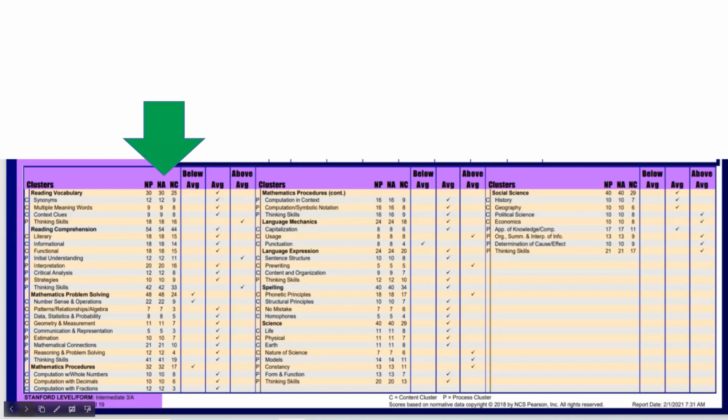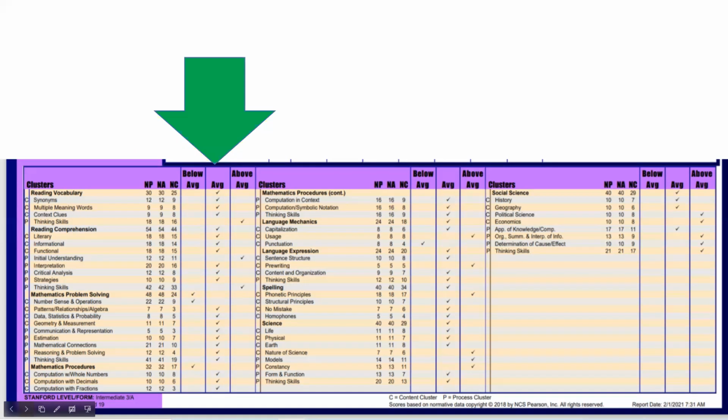NP is number presented. This is the number of problems that were presented to your student. NA is number attempted. This is the number of problems that your student answered on the assessment. Number presented and number attempted should always be the same. If they are not the same, then the student didn't answer all of the questions on the assessment. NC is number correct. This is how many questions your student answered correctly.